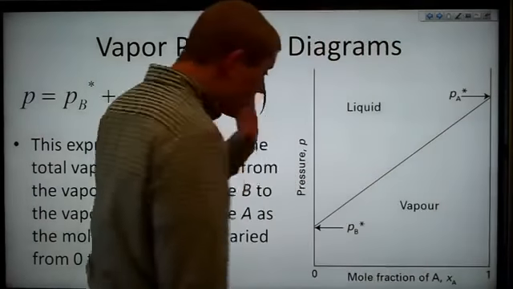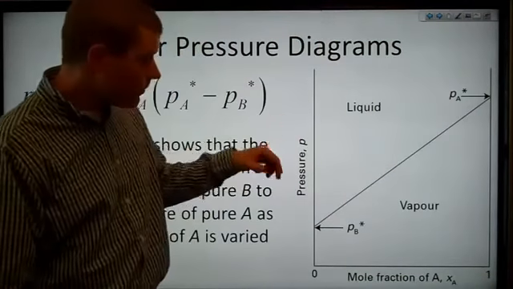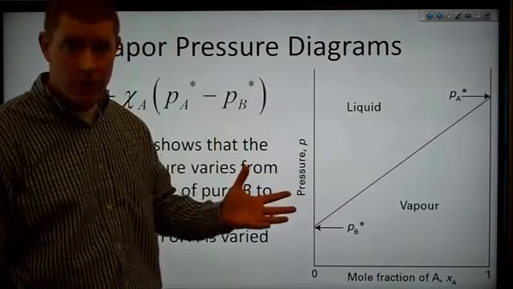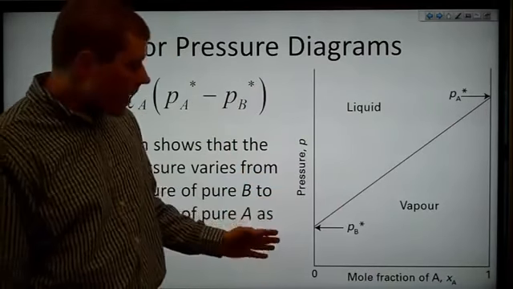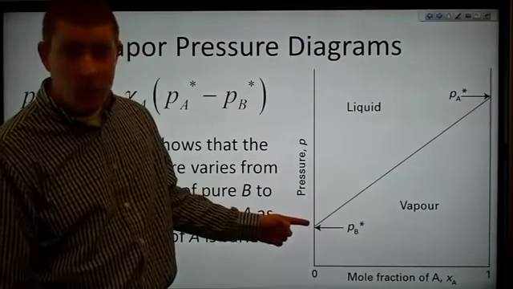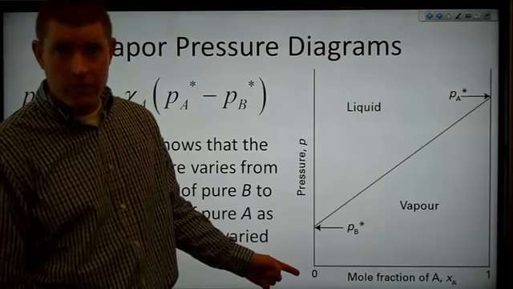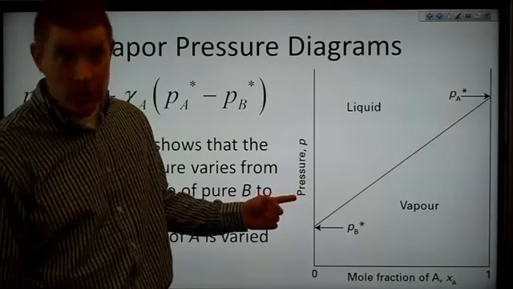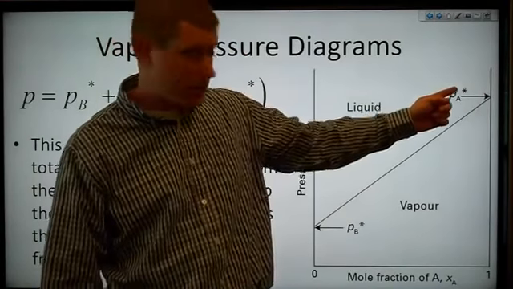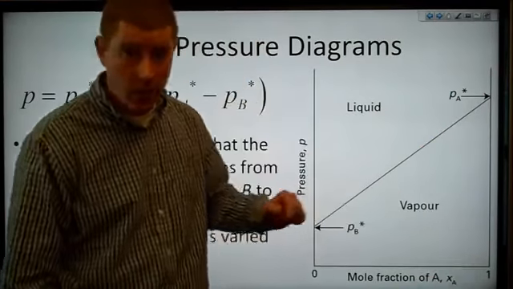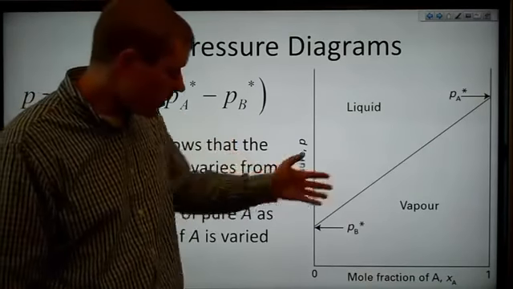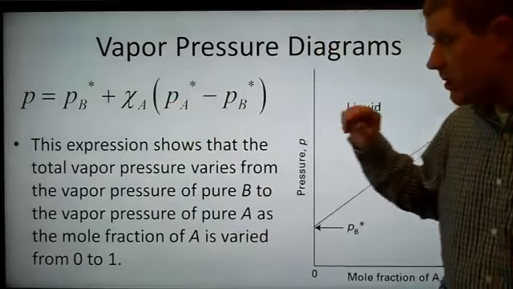So that means that if we look at a plot of the total vapor pressure above the mixture as a function of mole fraction of A, we go from the vapor pressure of pure B at a mole fraction of A of 0, which means we have pure B, all the way up to the vapor pressure of A when it's pure, at a mole fraction of 1. And in between, it's just a linear relationship between the two.